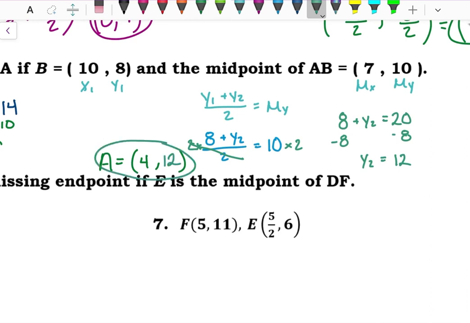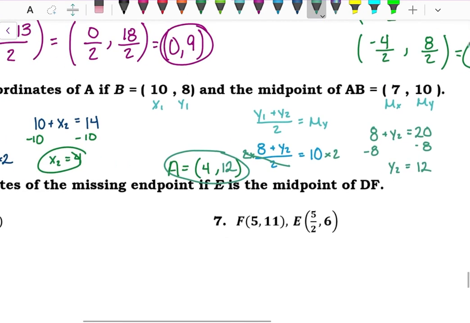So this is our A. The midpoint between A and B is this point right here. So we just found that missing endpoint. There are other ways to do this too, and it'll be easier on a graph, but we'll get to that.